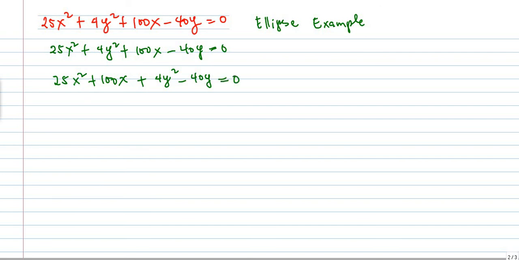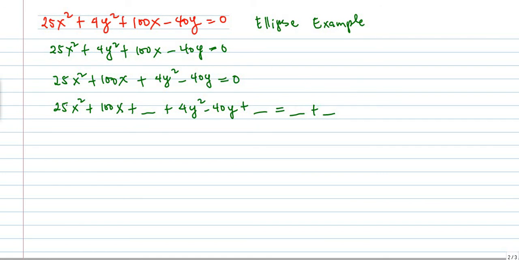Now this time, this is x squared, this is x. So you have to add another value here so that you can have a perfect square. So we have 25x squared plus 100x plus a certain value here, plus the other one, 4y squared minus 40y plus a certain value here, is equivalent to a certain value here. You have two values, so you have to add two values on the other side.